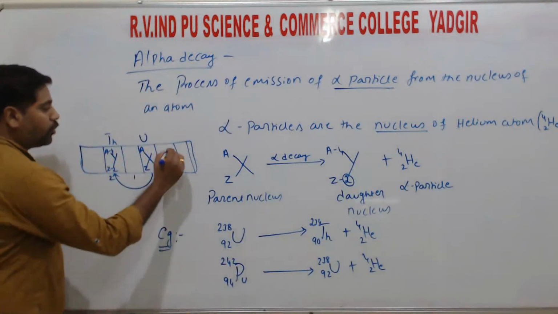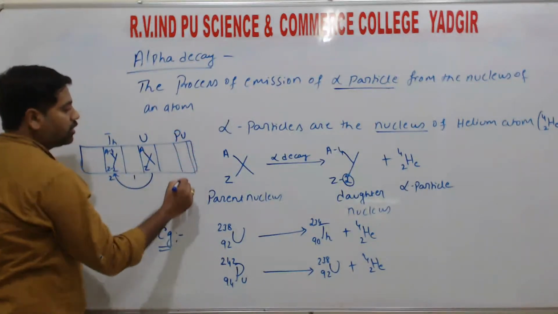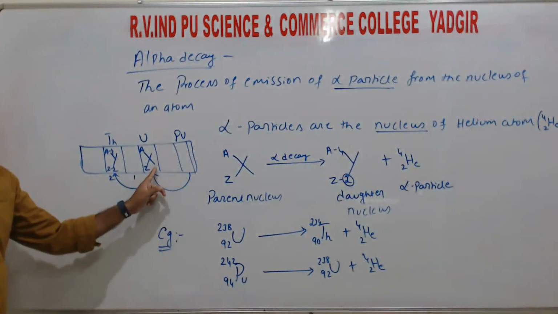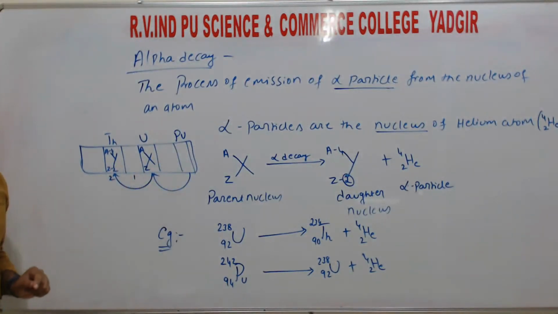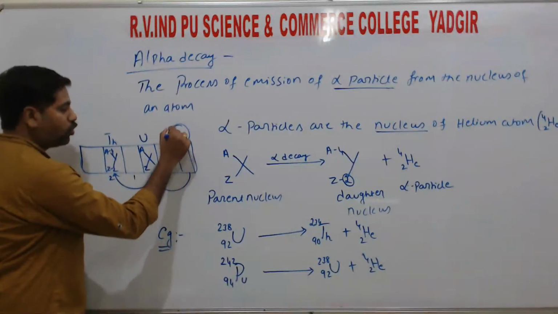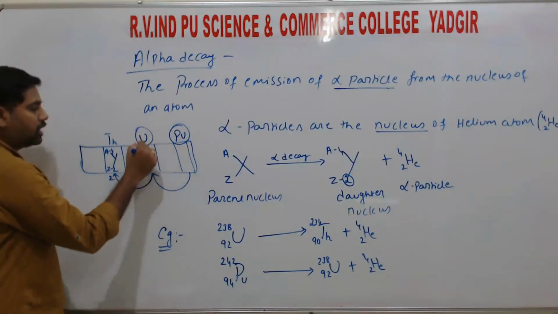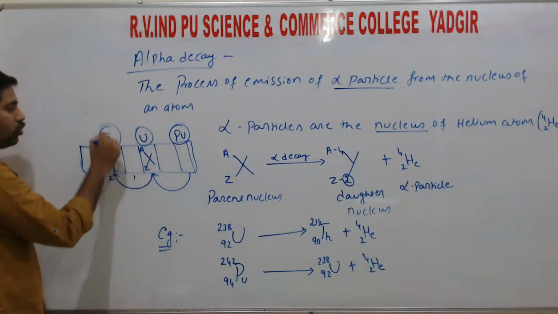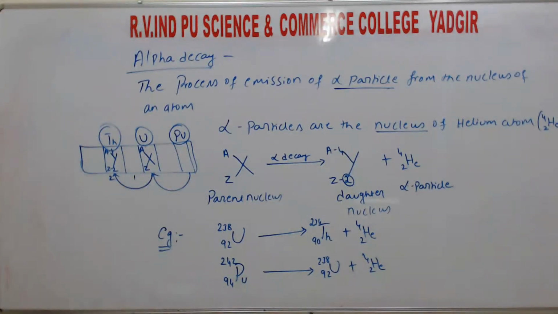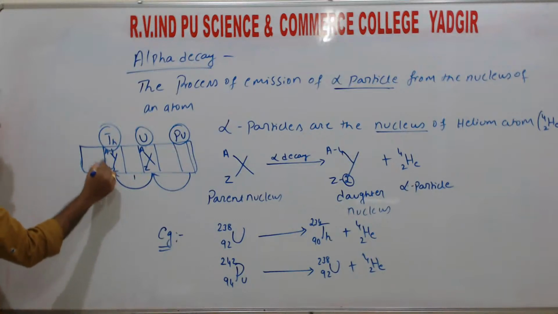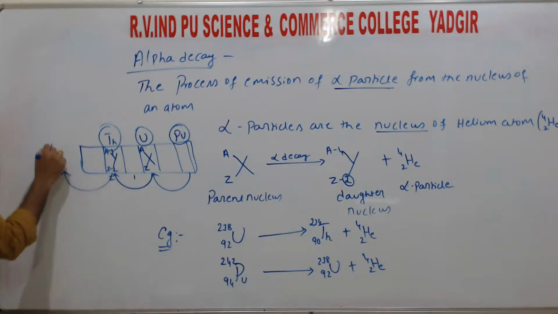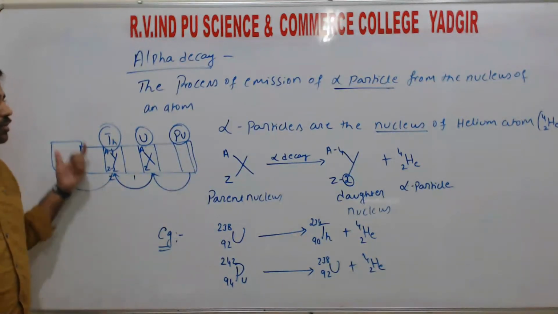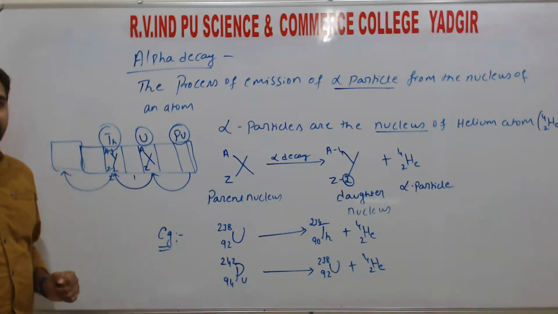That means if the plutonium is present here, then the daughter element is the uranium. It shifts 2 places left in the periodic table, right? So understand this one. Here we have the plutonium, 2 left to that is uranium. If we take the uranium nucleus, then 2 left to that one is the thorium, right? So like this, if we consider thorium, we get one more element somewhere here after the decay. So this is about the alpha decay, right?